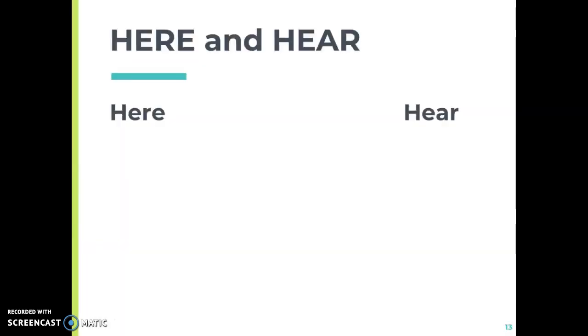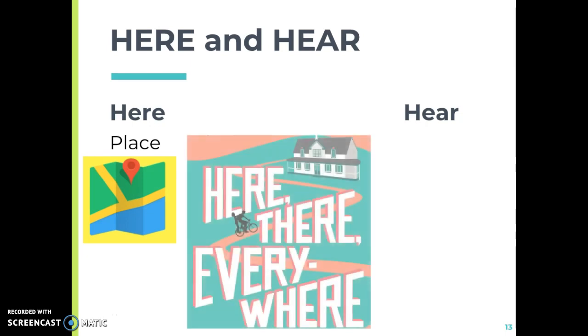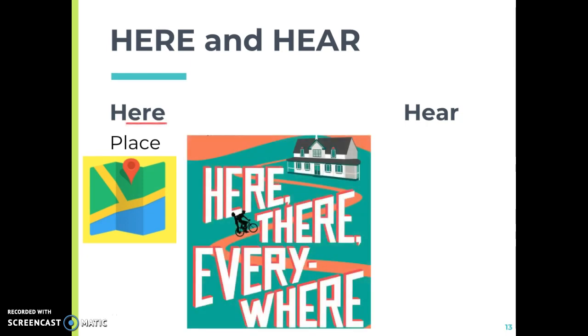Another set of homophones are here and here. The first here refers to a place, like your book is here inside the desk. One way to remember that this here refers to a place is that it ends in ERE, like other place words, there and where.